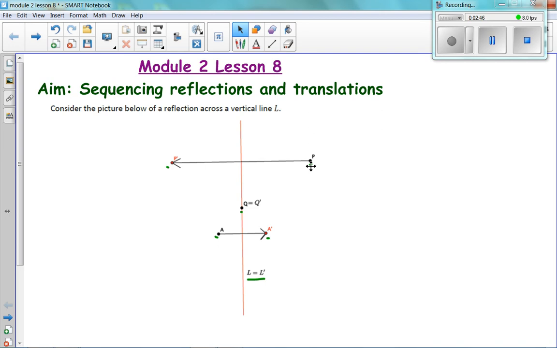If you reflect P across the line and then reflect it back again, you have P again. So this is just showing you that if you reflect something and then reflect it back, do the inverse, you wind up with the same thing that you start with, the original figure.